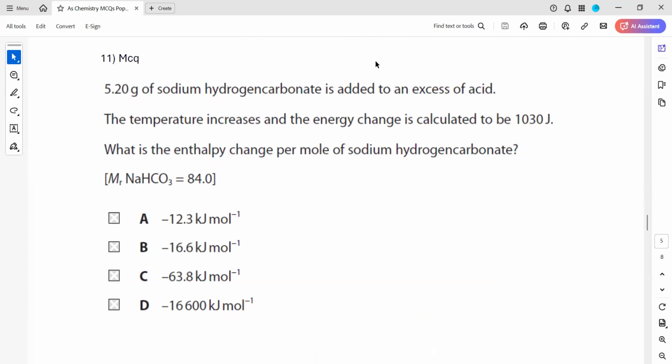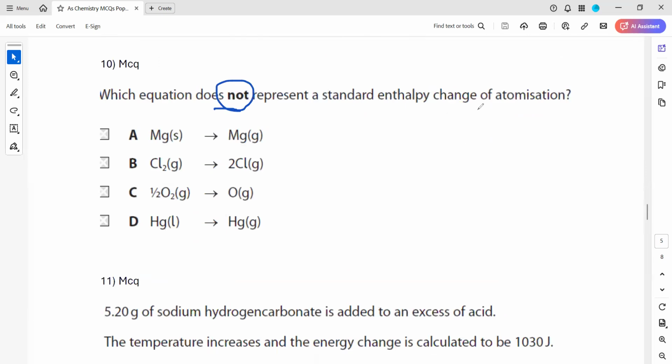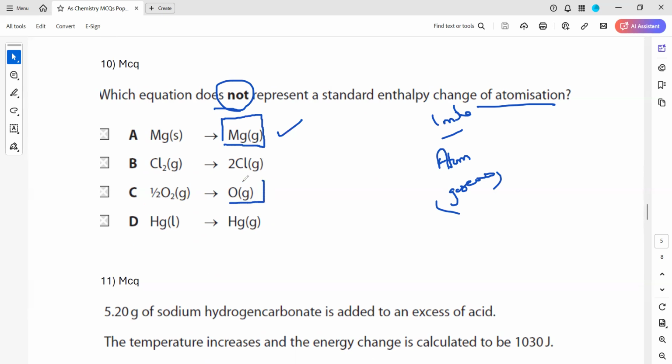The definition of standard enthalpy: the question is which does not represent the standard enthalpy change of atomisation. Standard enthalpy change of atomisation means when we produce the atom in a gaseous state. When 1 mole of atoms is produced in a gaseous state, that energy which we supply we call atomisation. So here you don't have to bother about the reactant. You have to check the product. Here 1 mole gas, yes, it is standard enthalpy change of atomisation. Here 1 mole gas, yes, it is also. Here 1 mole and a gas, it is also. But this one is not, it's actually for 2 moles, so it is twice the enthalpy change of atomisation, multiplied by 2.